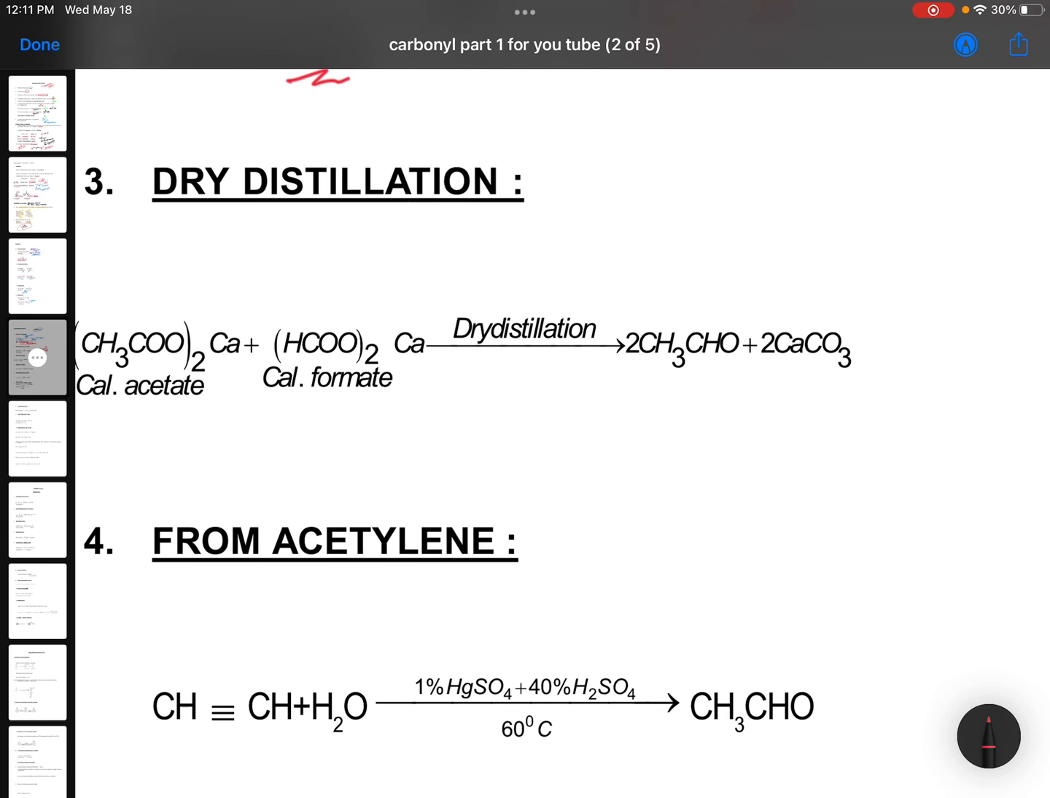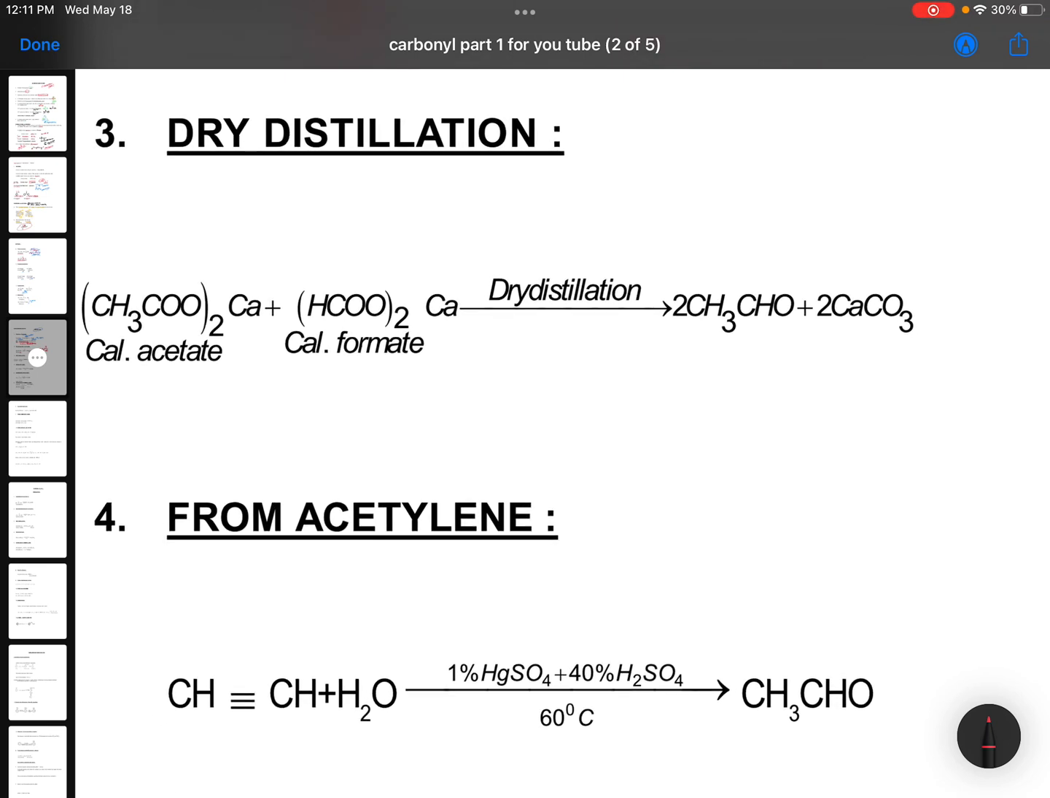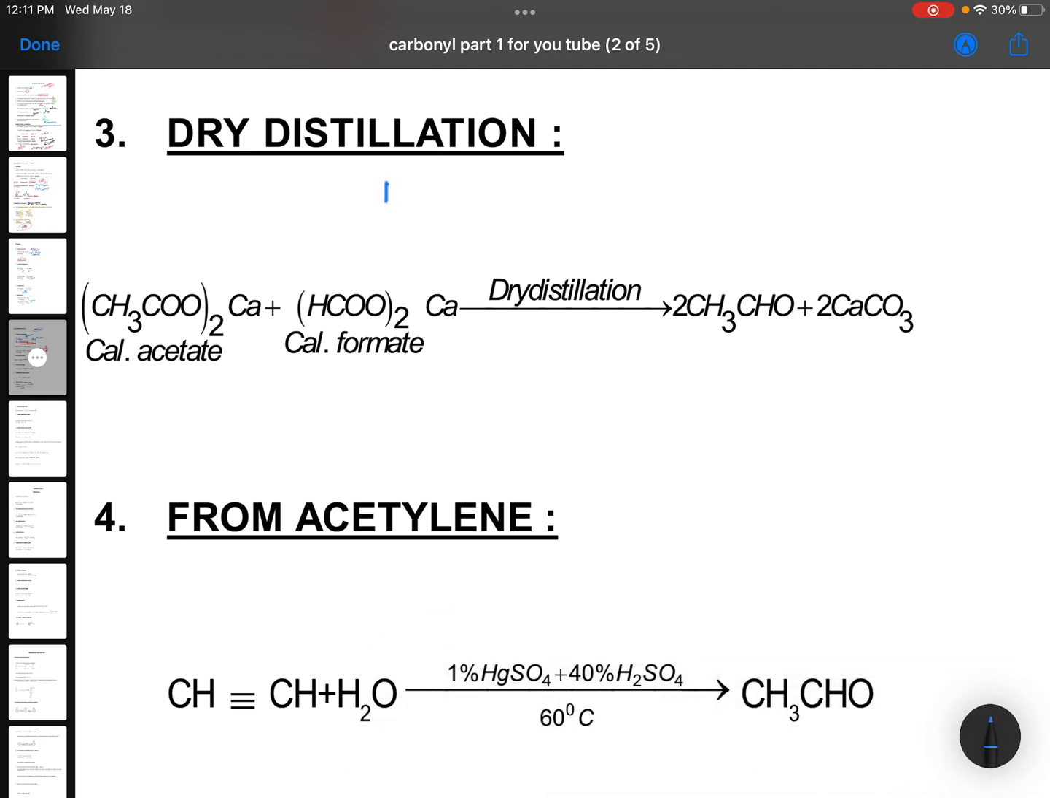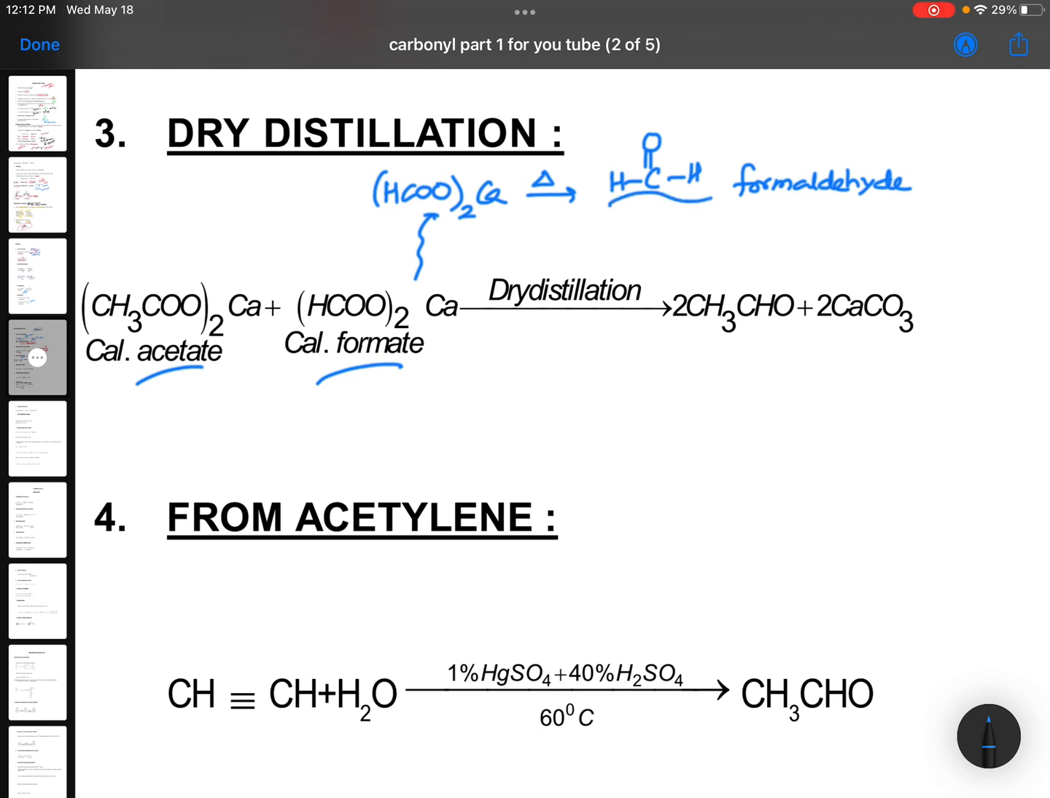Then coming to dry distillation. Dry distillation has a very interesting part. One is calcium formate, HCOO taken twice. If you heat it, you will get HCHO, formaldehyde. But if you are using a mixture of calcium acetate and calcium formate, this is calcium formate. Looks the same, right? Calcium formate on heating gives formaldehyde. But if you are using a mixture of calcium formate and calcium acetate, you will get acetaldehyde.